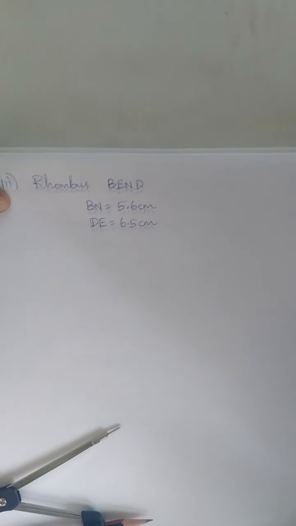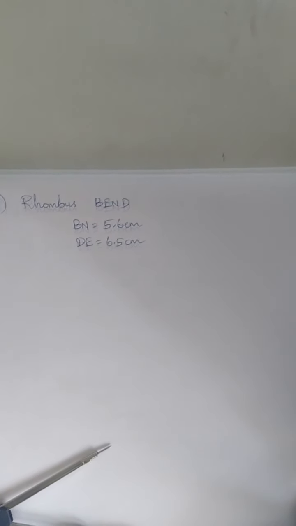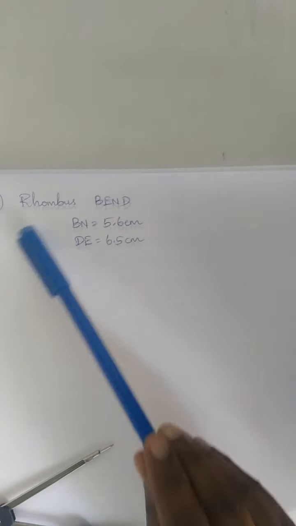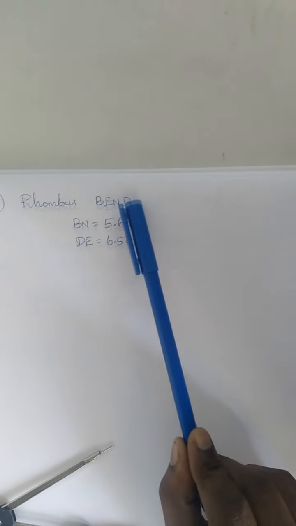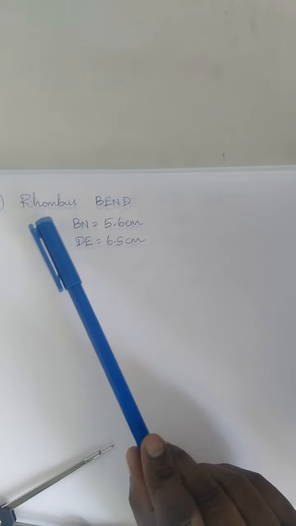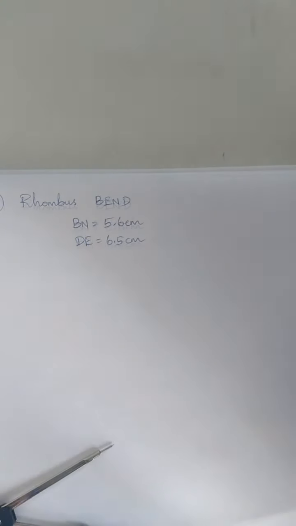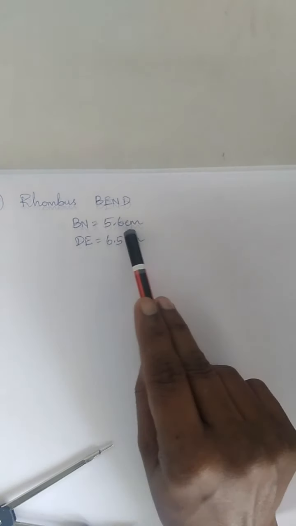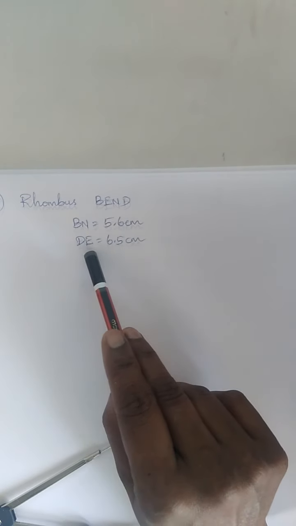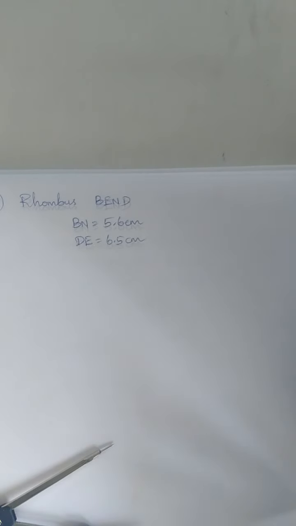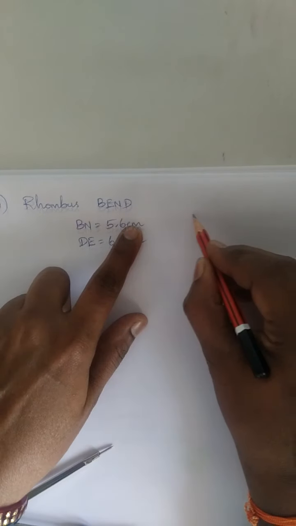Now in exercise 4.2 question 3, rhombus. Construct rhombus BEND. It is given clearly a type of quadrilateral, rhombus BEND, and the given measures are BN 5.6 centimeter, DE 6.5 centimeter. So first let's draw a rough diagram.